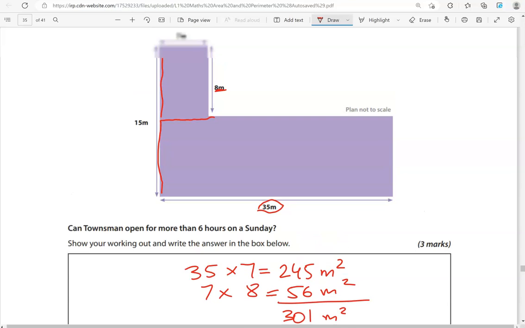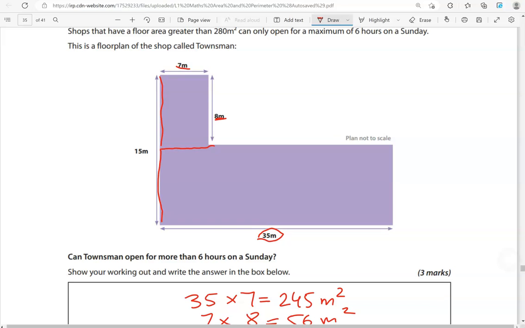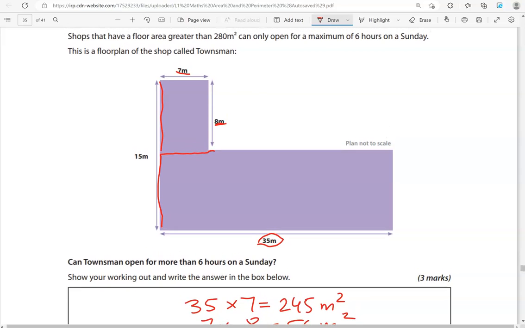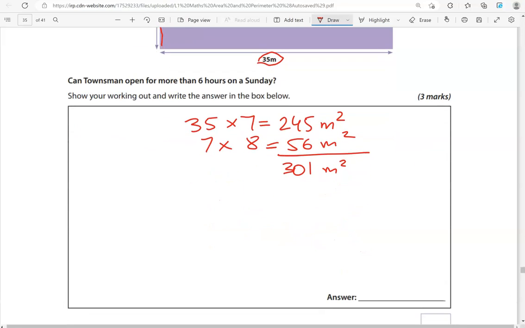square meters. And it says that shops that have a floor area greater than 280 square meters can only open for a maximum of 6 hours on a Sunday. So this is greater than 280. The maximum number of hours that they can open on a Sunday is 6 hours. So to answer the question, can Townsman open for more than 6 hours on a Sunday, we're going to say no.